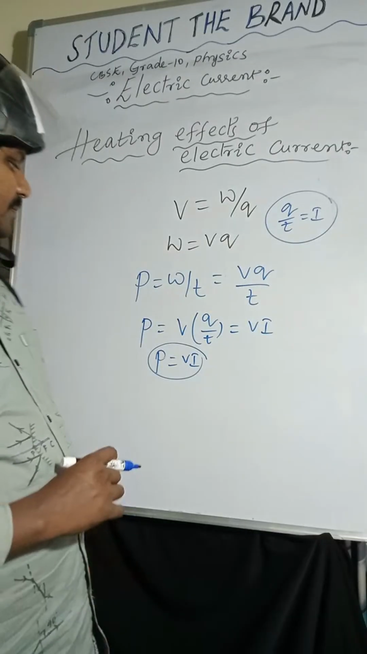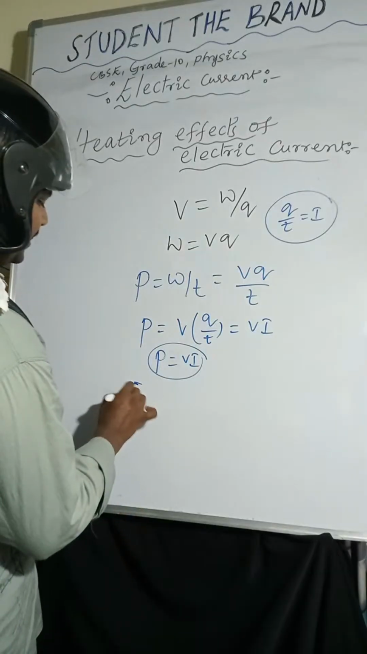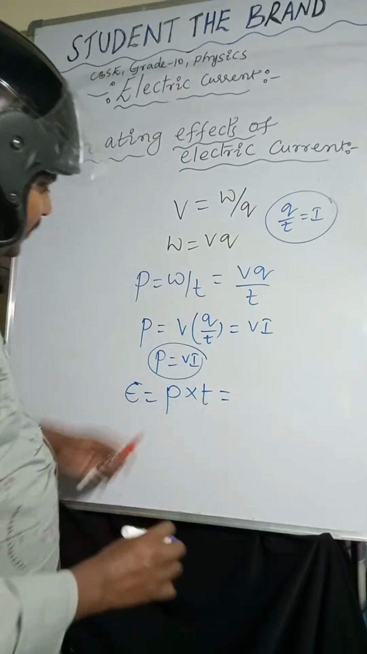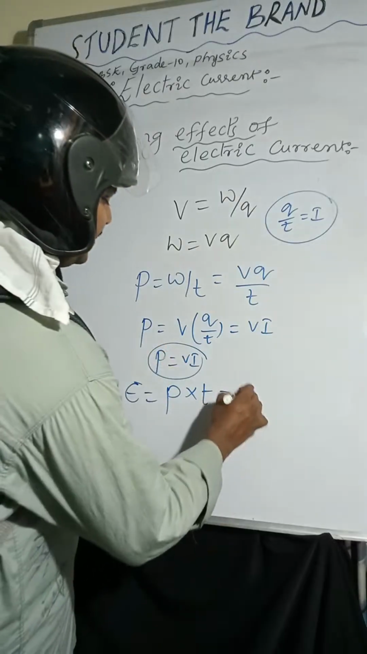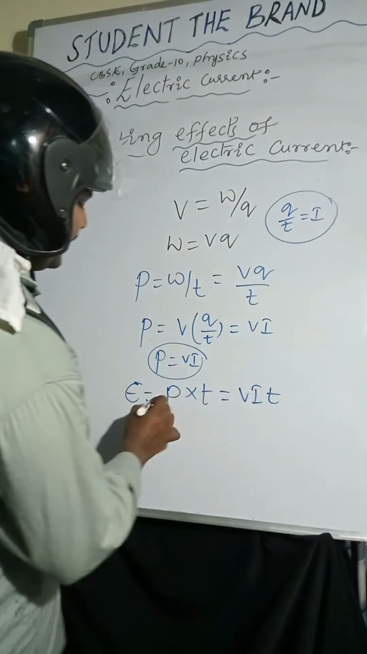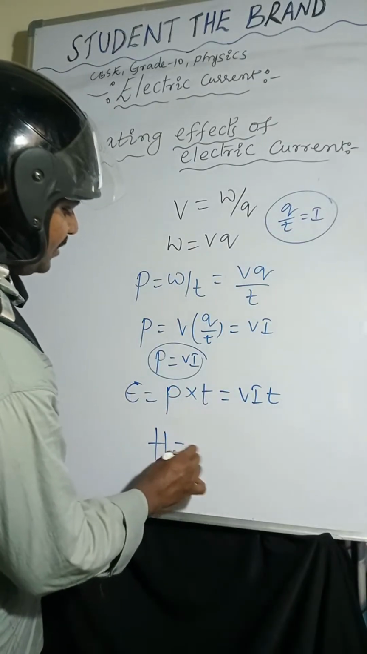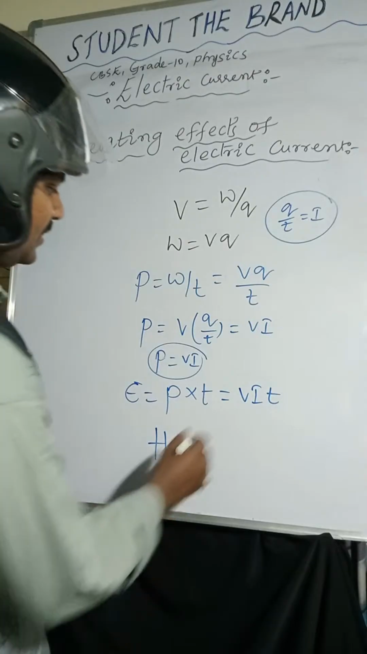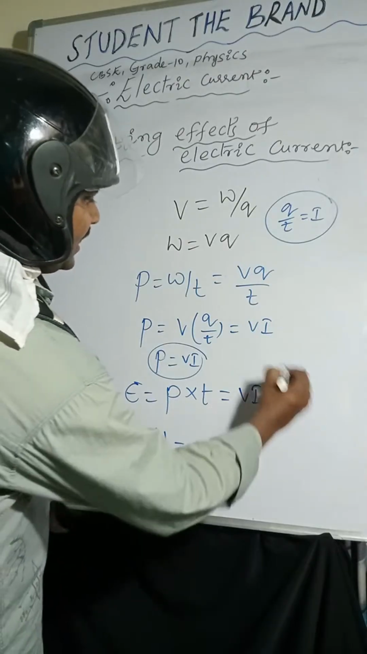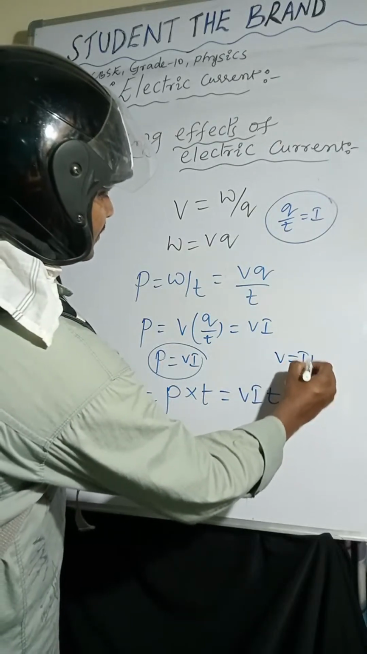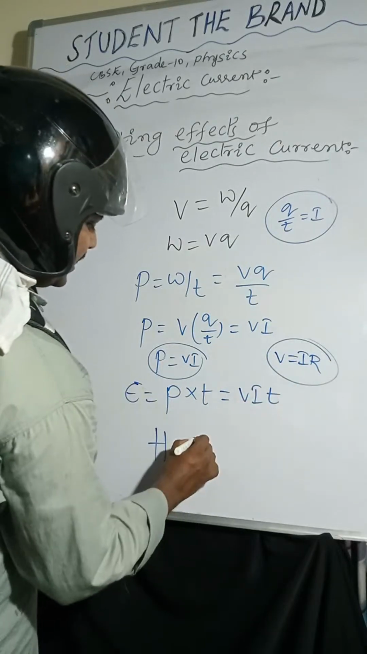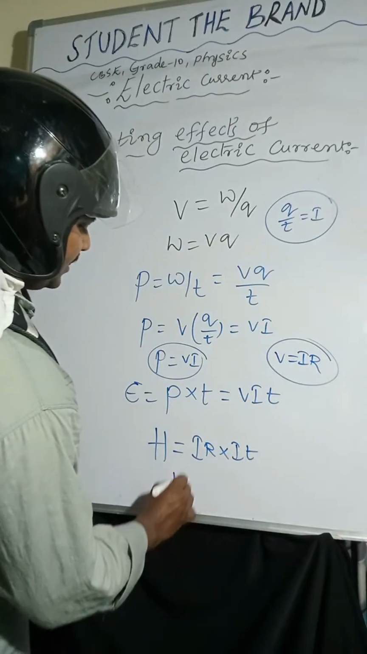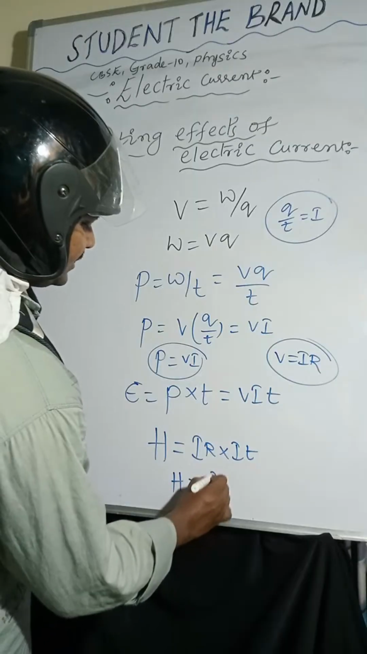Now, the energy given to the conductor is P into T. P equal to VI into T. Whatever energy is given to the conductor will become heat. H is the heat produced in the conductor. We know V equal to IR, so V equal to IR into I into T, then H equal to I square RT.